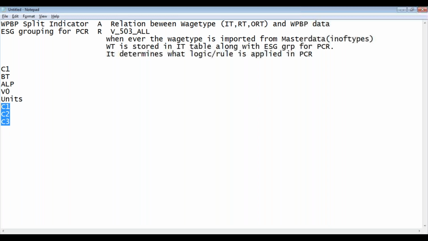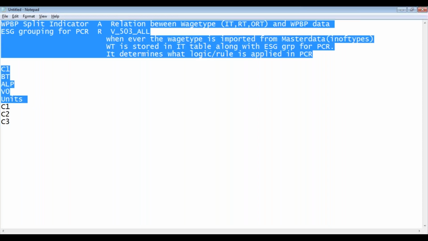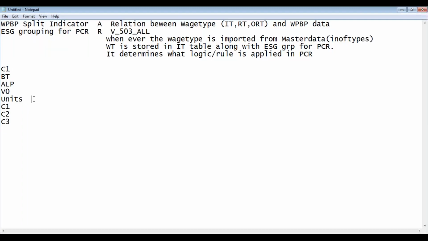These three splits change, but whatever splits we are discussing now, the highlighted ones, are common for all countries. Going forward, we will be discussing the split indicators also. When we discuss the Indian legislation, we will be discussing these three split indicators.